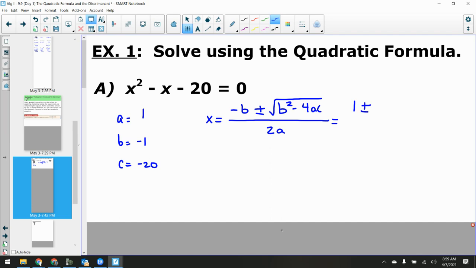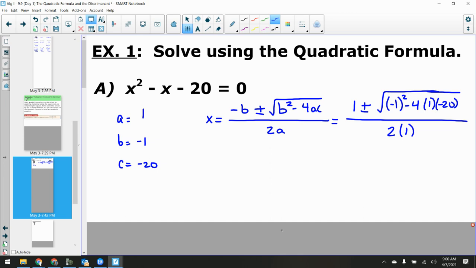Plus or minus. That plus or minus is always in there. Why? Because there are two different answers. They get two different solutions, two different places where it crosses the x-axis. The square root of, now, (-1) squared. I'm going to plug it in parentheses here just to reinforce that -1 is going in there. Minus 4 times a value of 1 times c value of -20, all divided by 2 times a.